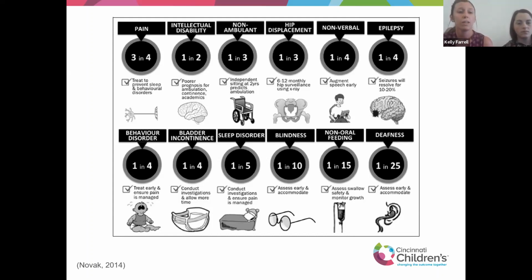If you see, 3 in 4 children with CP are going to have pain. And then having pain can also lead to sleep issues and behavior disorders. You can see behavior is 1 in 4 children. And having pain behavior, and then you look at they're 1 in 4 are nonverbal. So it all kind of correlates together, really highlighting how they can play onto each other. So having a multidisciplinary team conversing and talking through this can help have better treatment.